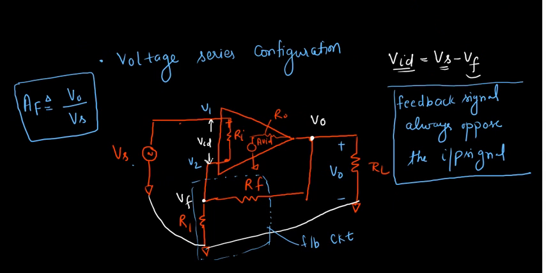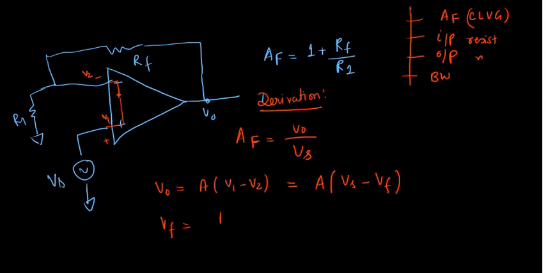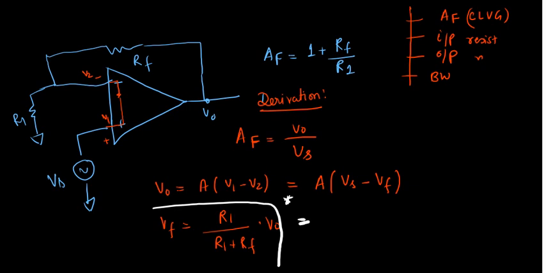So what would be Vf here? R1 divided by R1 plus RF, multiplied with V0. All of you agreed with that? Dekho, please look at this. Correct?